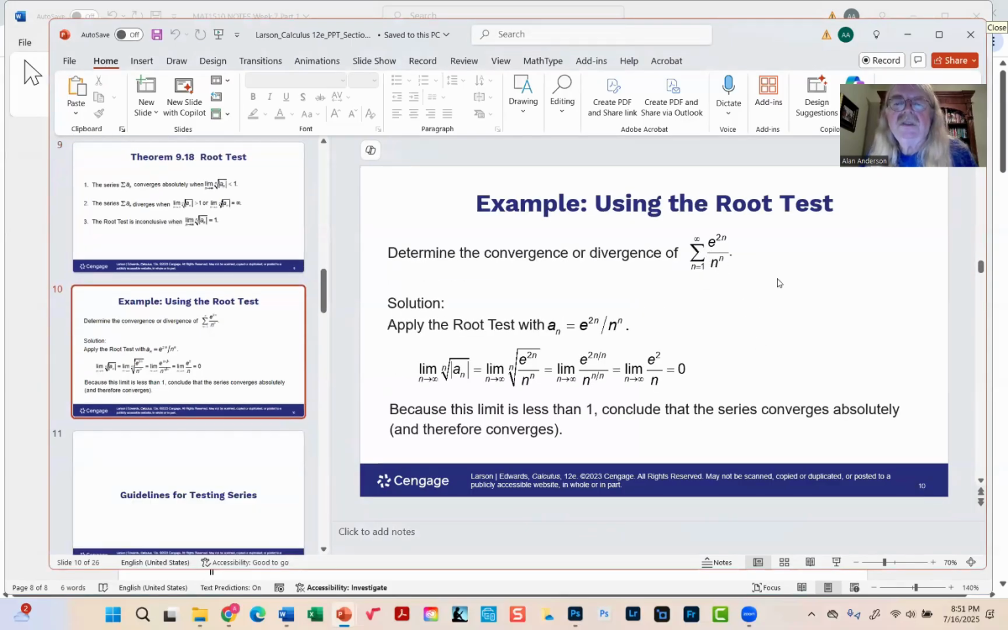All right, let's look at this one. So we're going to have a_n equals e to the something over n to the n. So we take the nth root, and that reduces to e squared over n, and that goes to 0. And it's the same thing. It converges because the limit of the nth root is in fact less than 1.